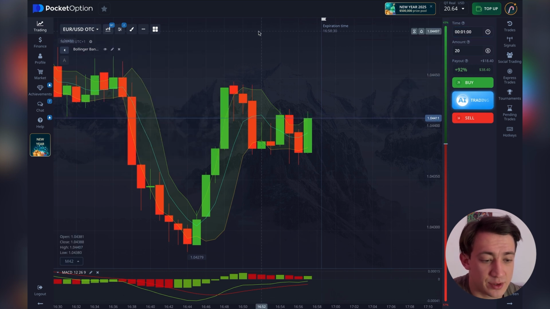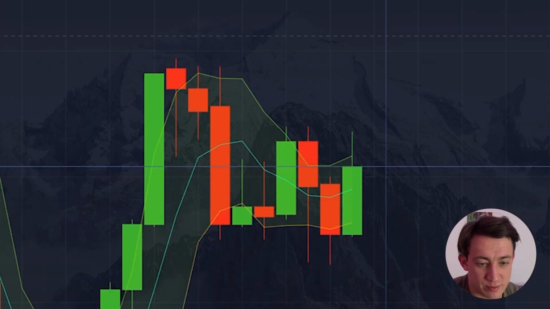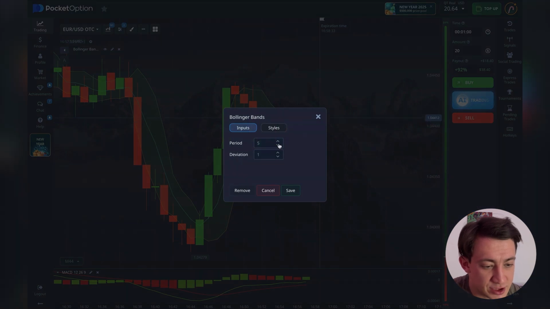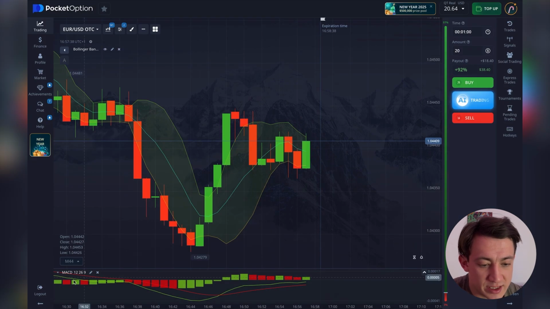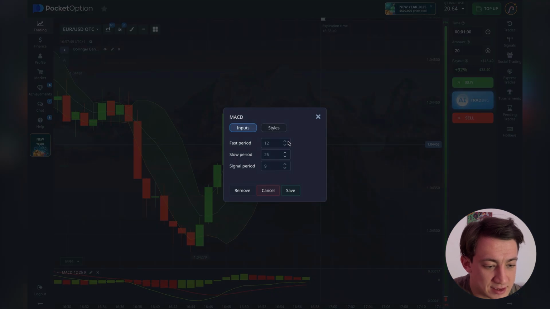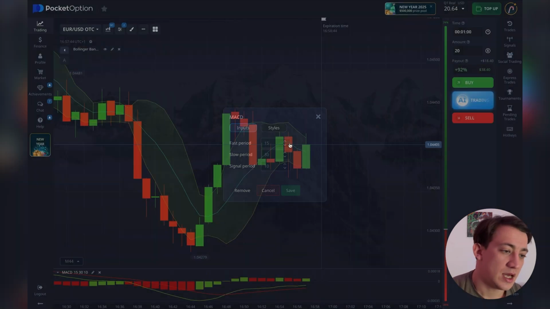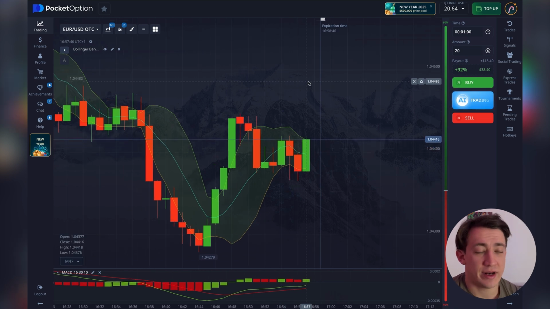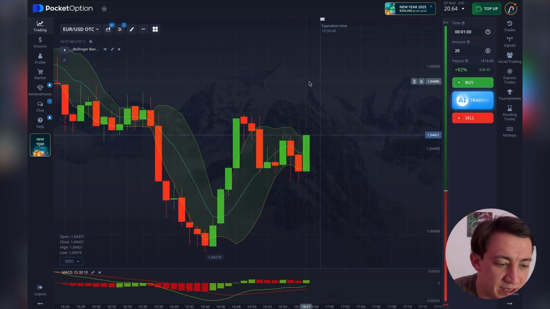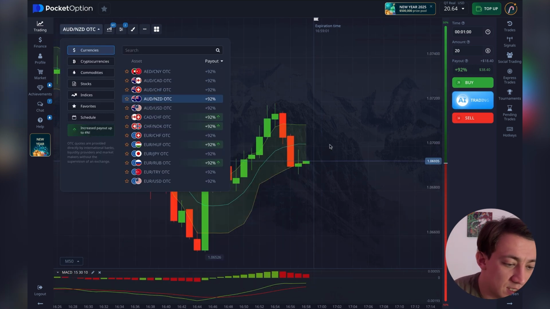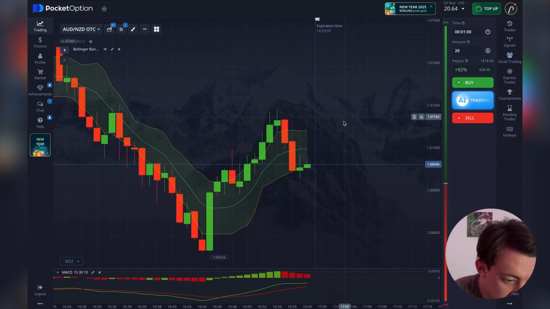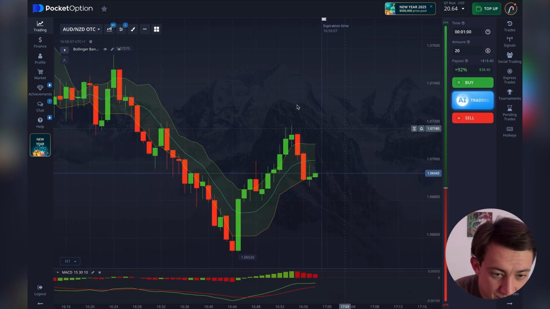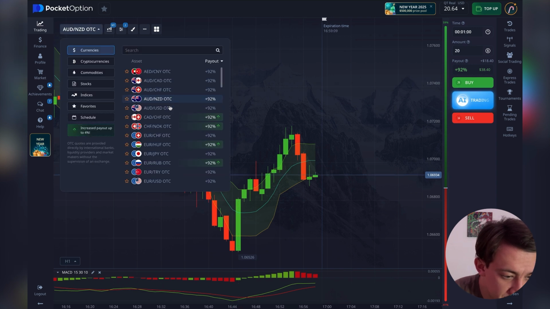Today I will use some indicators. It will be Bollinger Bands, so change the settings exactly like mine, and the MACD indicator, also with the settings exactly like mine. Let's begin trading. I'll explain everything in detail afterwards. We must find a really good situation for this trading session, so we're just waiting for it.